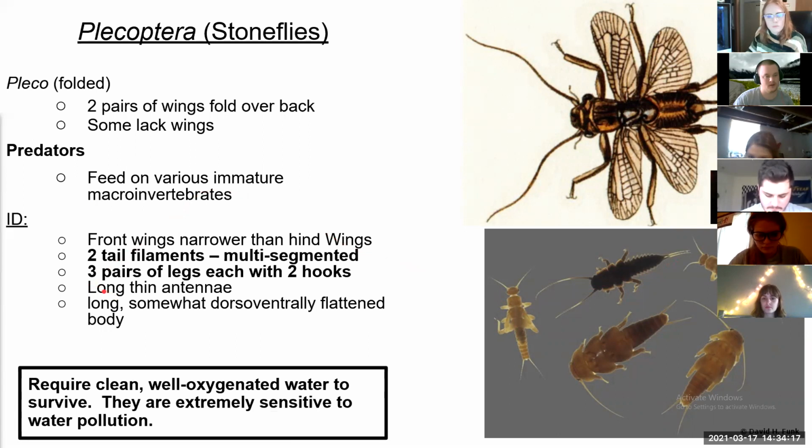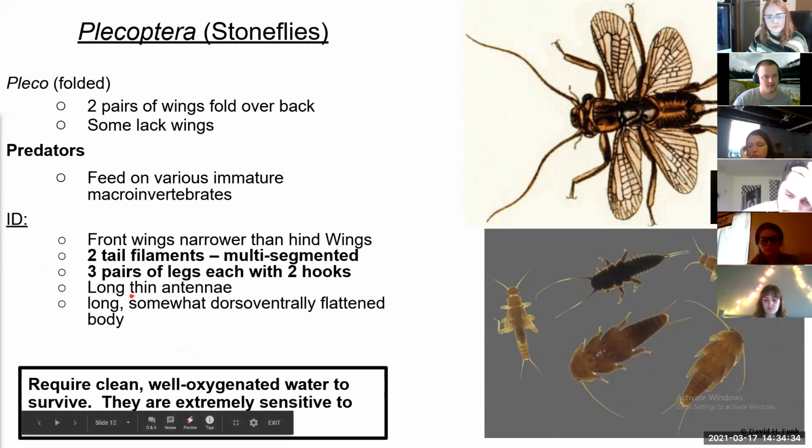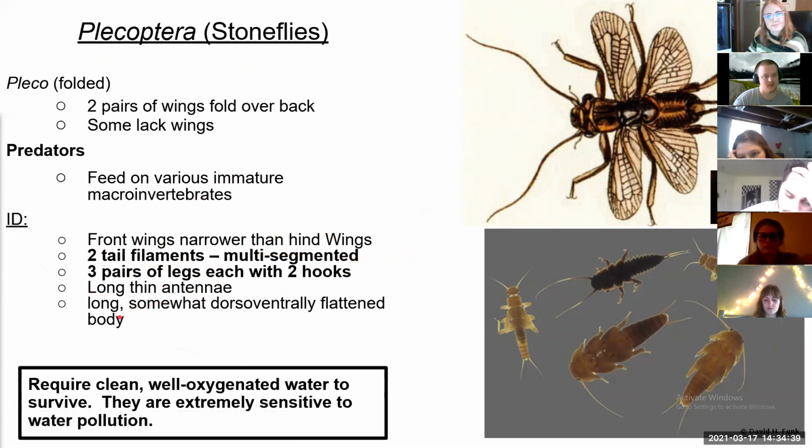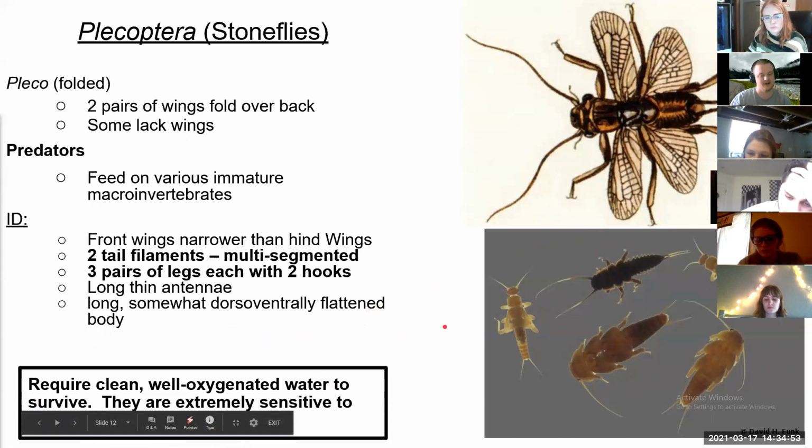And the front wings are more narrow than the hind wings. They're also a little longer, I guess, but really it's the narrowness of those wings compared to the hind wings. Again, these guys, even at the adult stage, are very poor flyers. They have long, thin antennae and a long, somewhat dorsoventrally flattened body. Dorsoventrally means top to bottom. And again, these guys require clean, well-oxygenated water to survive. So they're very sensitive to pollutants.